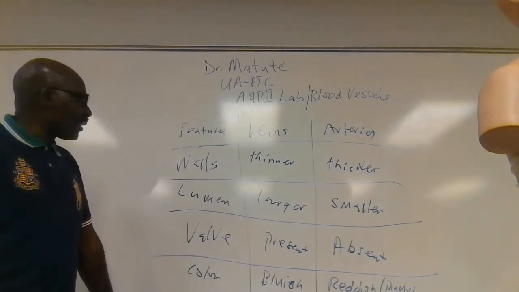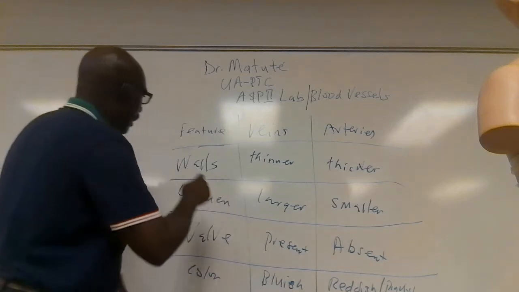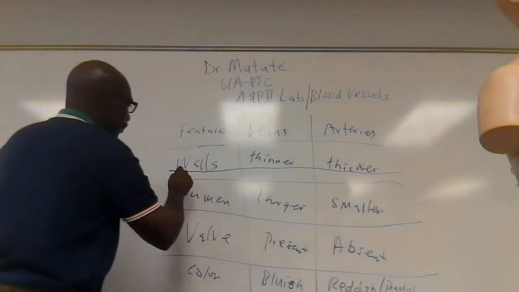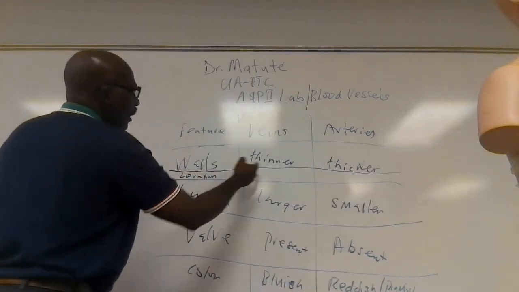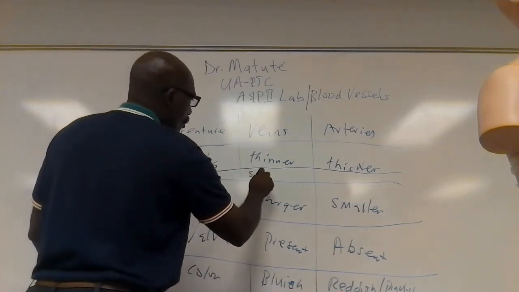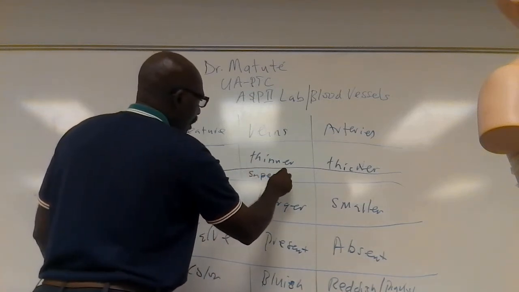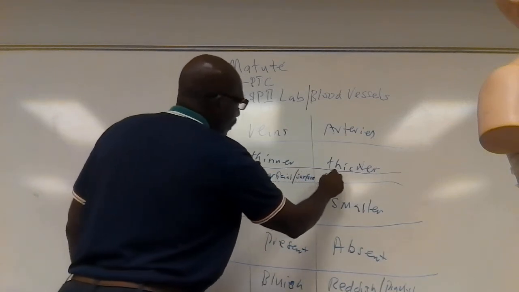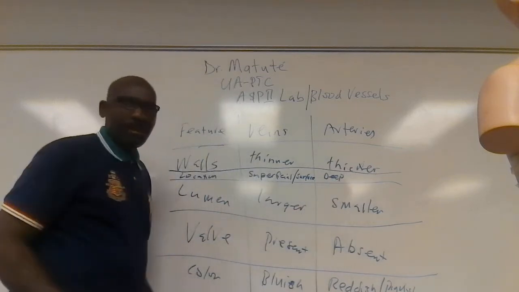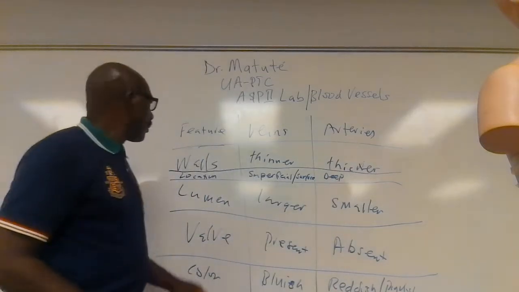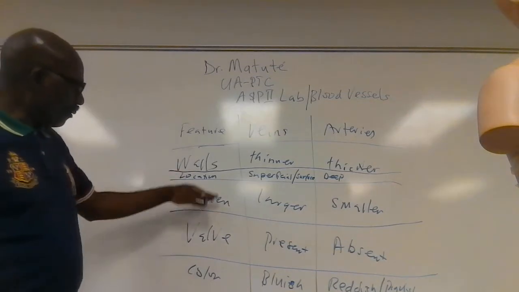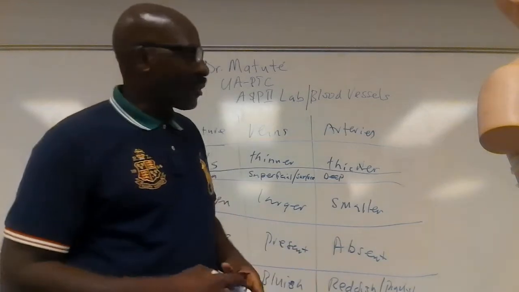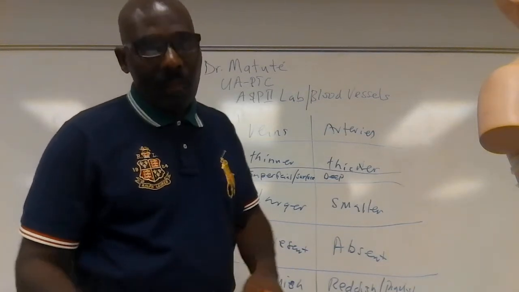We could also add location. Veins are normally superficial, as they are found on the surface, more or less. The arteries are deep inside. So I have 1, 2, 3, 4, so we have about five differences here between arteries and veins.